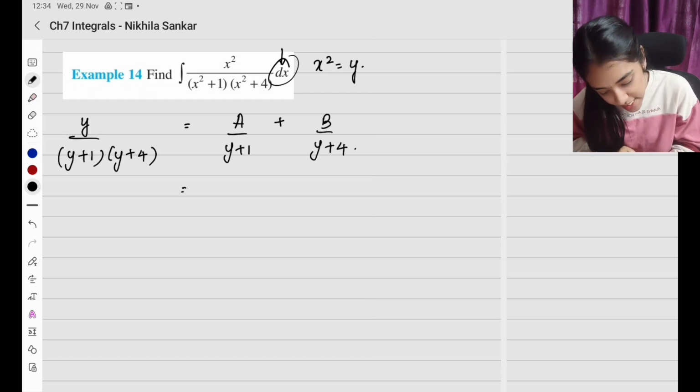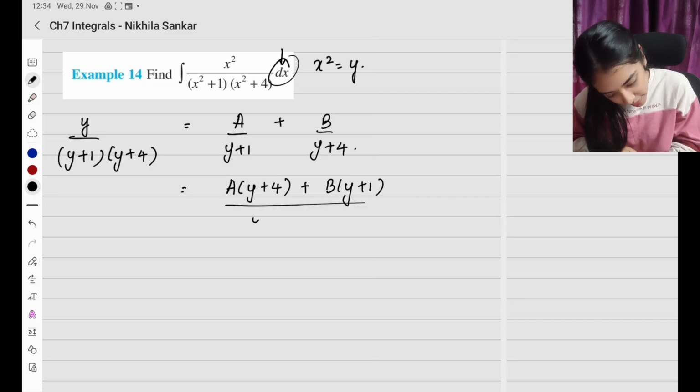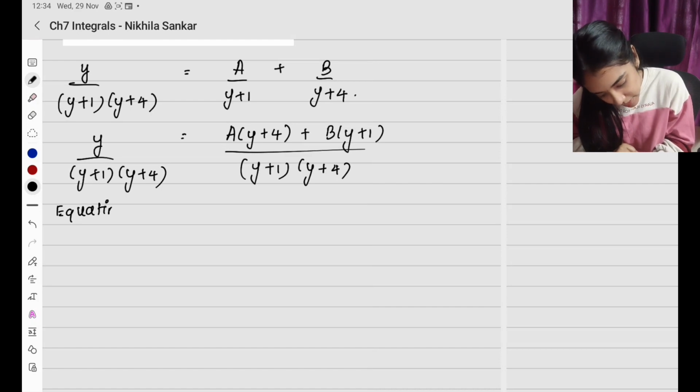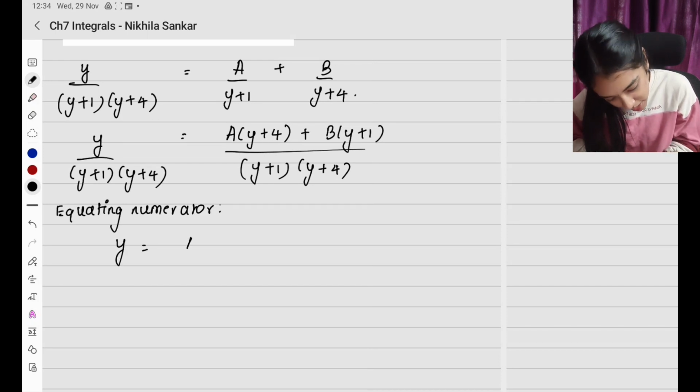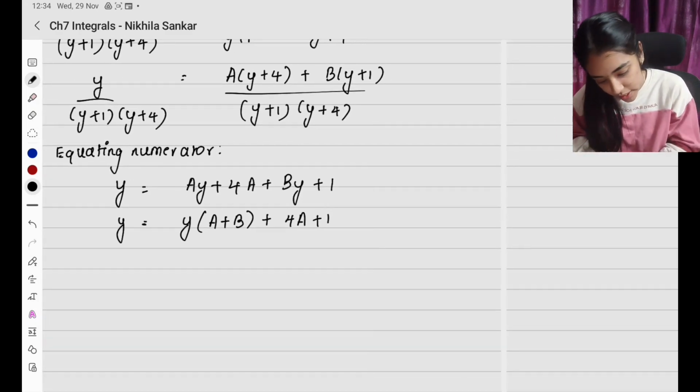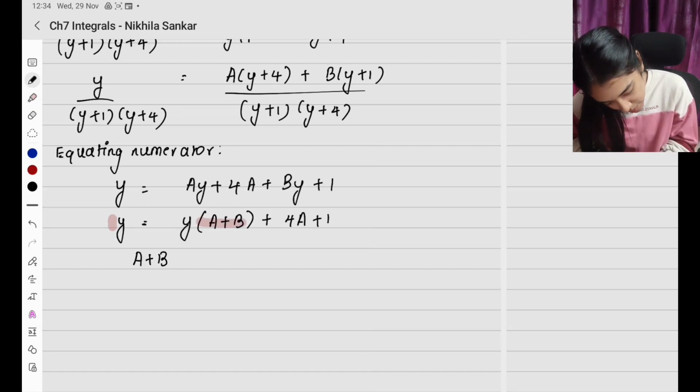Just watch. Okay? So இதுல LCM எடுத்தா a times y plus 4 plus b times y plus 1, the whole divided by y plus 1 times y plus 4. Since the denominators are equal, I am going to equate the numerator. Write this step every time. Equating the numerator, I have y equals a y plus 4a plus b y plus b. Y terms club panna, I have a plus b, and constant is going to be 4a plus b. In that, constant illa, so y oda coefficient 1 equals a plus b. So I have a plus b equals 1.